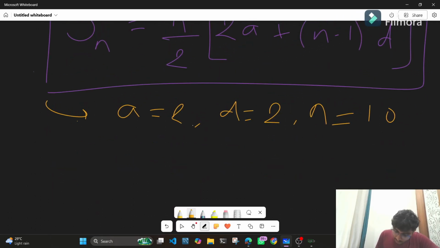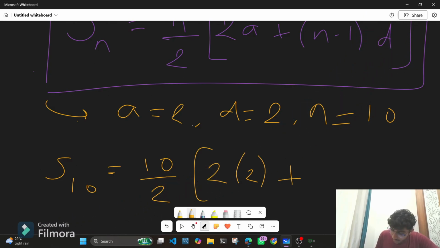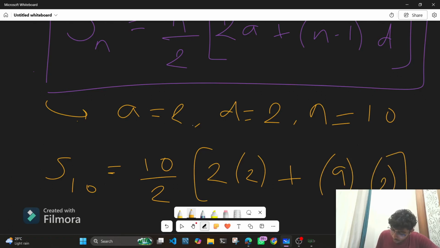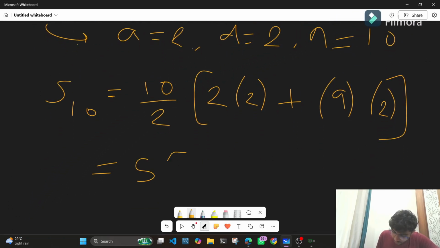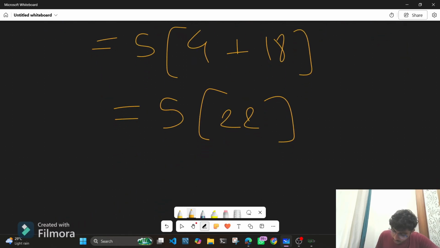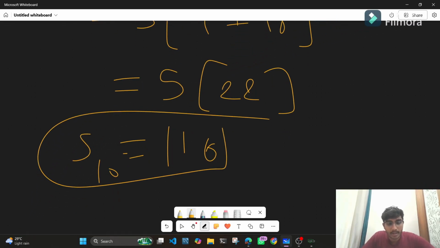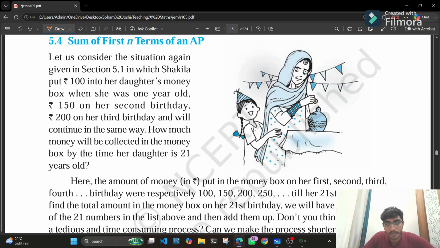If we substitute the values over here, S10 is equal to n by 2, 10 by 2, times 2 into a, that is 2 into 2, plus n minus 1, that is 10 minus 1, 9, into 2. So we get 5 times 4 plus 18, which is 5 times 22, and 110 is the answer, right? So the sum of 10 terms is 110. I hope that is clear. This is the first formula for the sum of n terms.